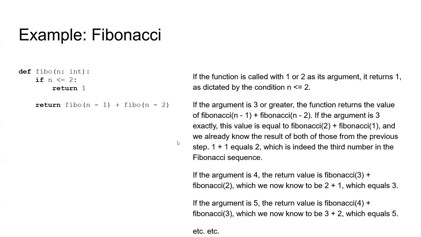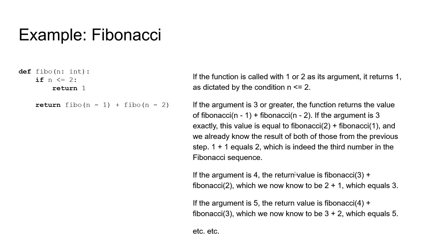And why it works, if you think about the case, let's say that the argument is 3. So 3 isn't smaller than or equal to 2, so this one is skipped over. And then it returns the result of Fibo n minus 1 plus Fibo n minus 2, which is basically Fibo 2 plus Fibo 1. And both Fibo 2 and Fibo 1 return 1. Am I right? Tell me if I'm not right. So it's basically 2, and 2 is the third Fibonacci number. So it's supposed to return 2.